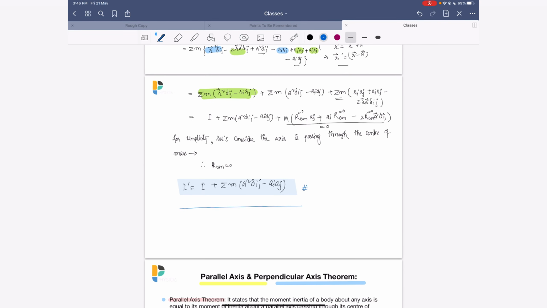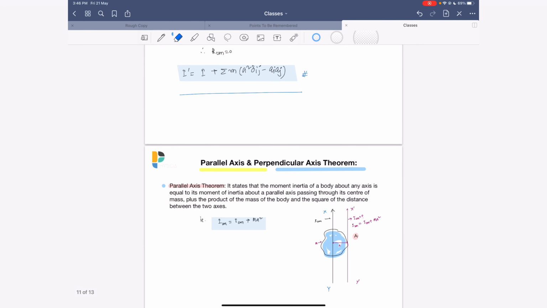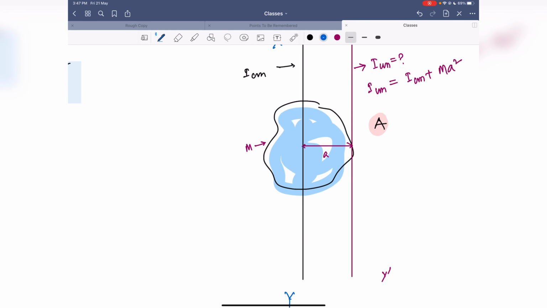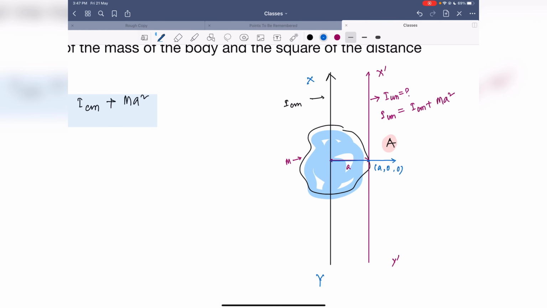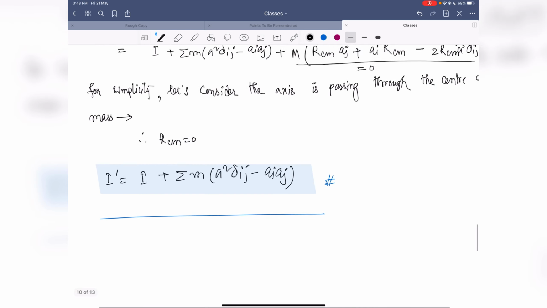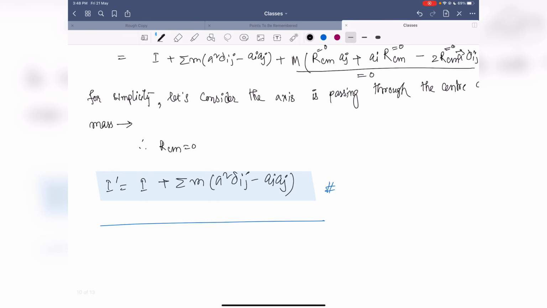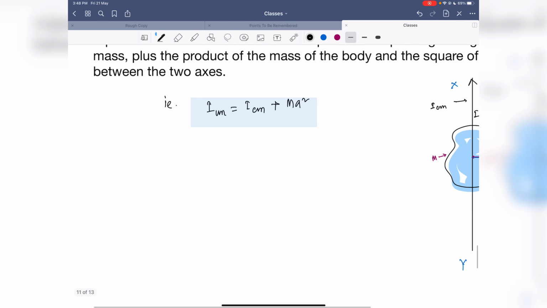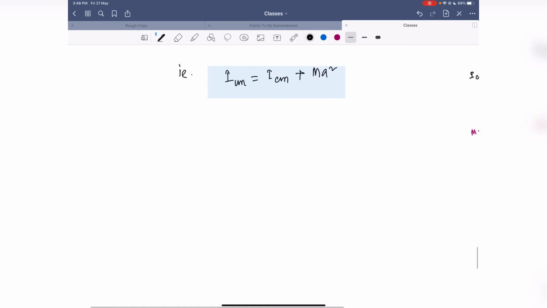That is, using this relation we can prove this parallel axis theorem. Now how will we see it? We consider the transformation to be in the x direction, so that this shift is in x direction. So I can write the position to be a, 0 and 0, because it has moved in x direction only, so there is no y and z component. Now from the transformation relation, you can see this is the transformation relation. Now we can use this relation to prove the parallel axis theorem. So let's write the transformation equation first.